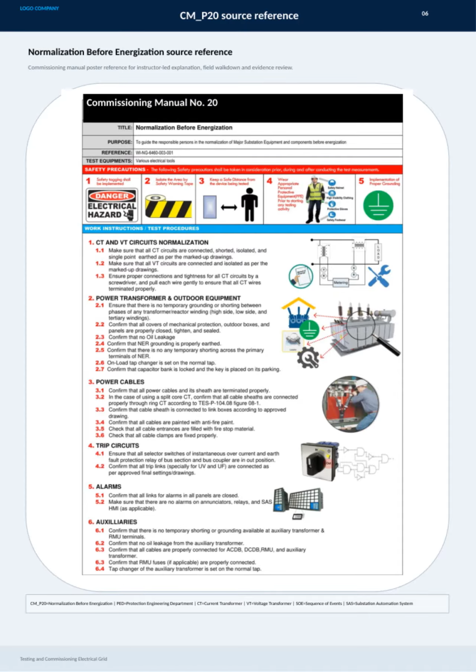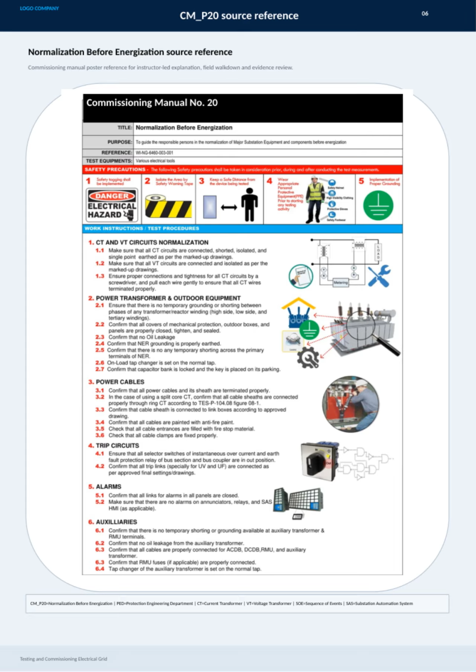On this slide, we're focusing on testing and commissioning the electrical grid, specifically the process of normalization before energization. This step is crucial to ensure that all systems are properly configured and safe before we apply power. The commissioning manual referenced here, Manual Number 20, serves as a comprehensive guide for instructors to lead detailed explanations, conduct field walkdowns, and review evidence to confirm readiness.